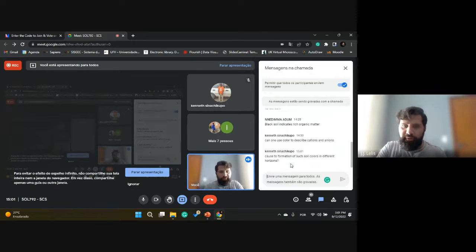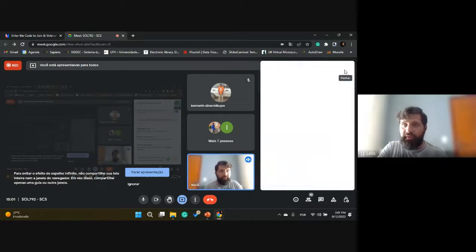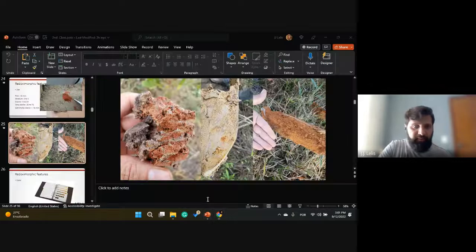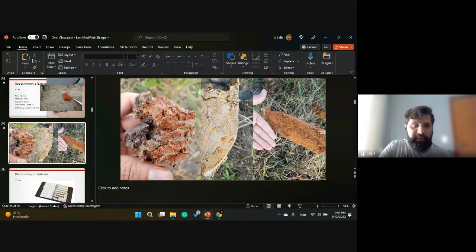Kenneth, you asked about the formation of such soil covers with different horizons. Oh, okay. Why are some horizons very different? Okay, it has different colors because some horizons are influenced by different soil formation factors. Okay, let me explain this. Let me show you just here.